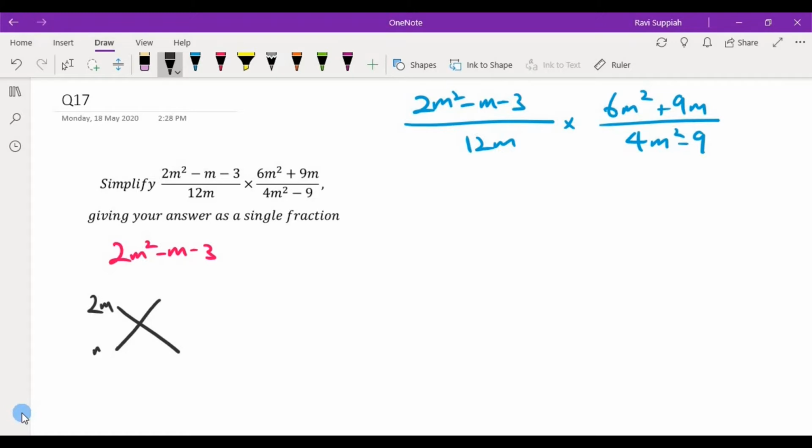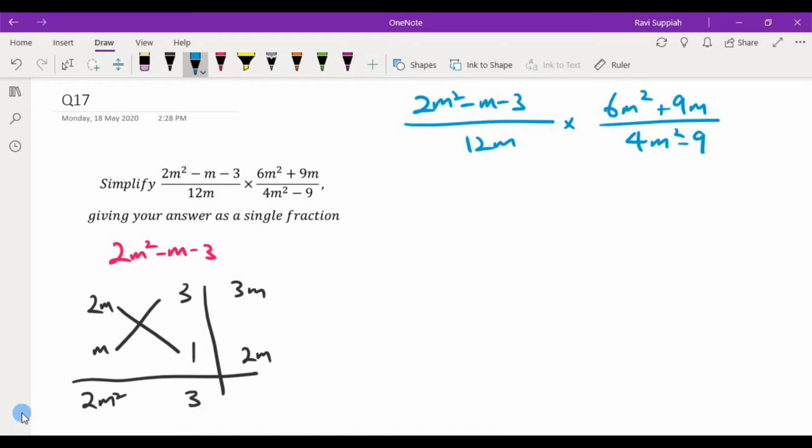So 2m and m will give me 2m squared. Now to get 3, it is definitely 3 and 1, so I'll get a 3. Let's do the multiplication. m times 3, I get 3m here. 2m times 1 is 2m. Now what I want over here is a negative m, correct? In order for me to get a negative m, it must be negative 3 and positive 2.